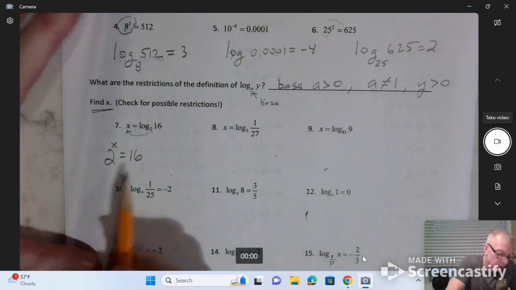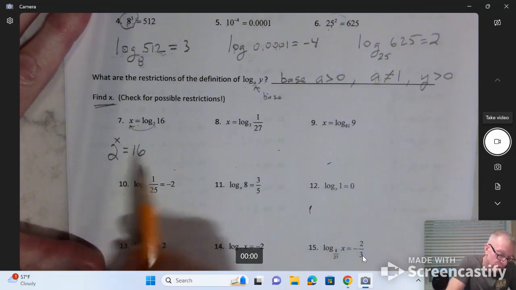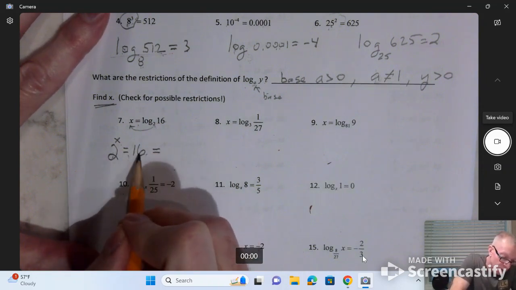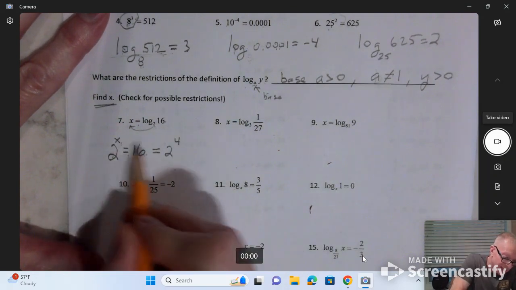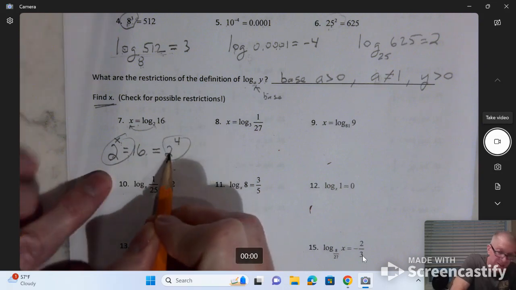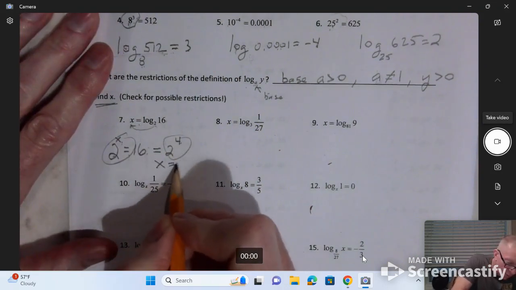Okay, now this is pretty easy to solve. If you recognize 2 to the what is 16, well, it's 2 to the 4th. If you didn't recognize that, hopefully you know your powers. 16 is 2 to the 4th. So if you have 2 to the x equal to 2 to the 4th, the only way those powers are equal to each other, since the bases are the same, is when the exponents are the same. So x has to equal 4.